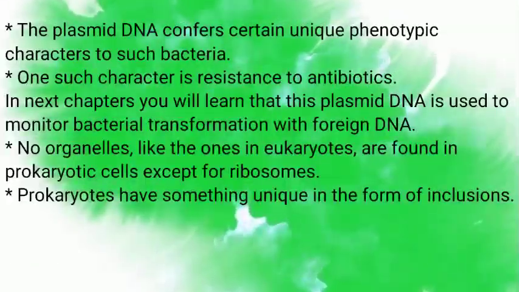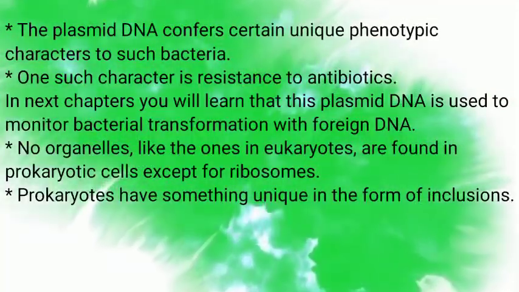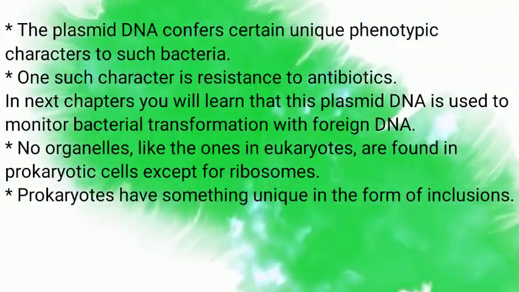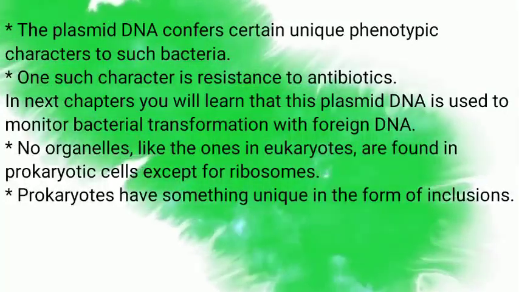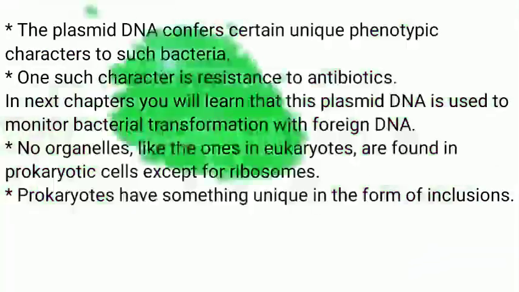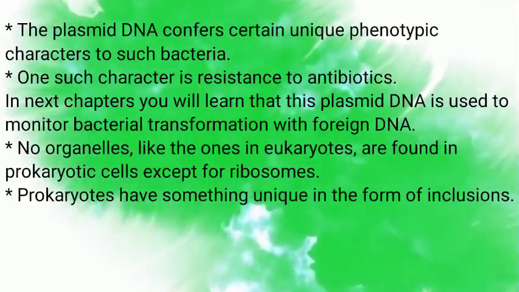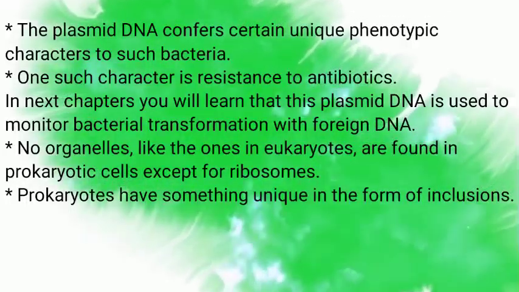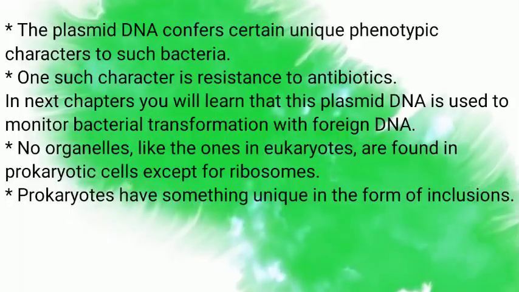The plasmid DNA confers certain unique phenotypic characters to such bacteria. One such character is resistance to antibiotics. In next chapters, you will learn that this plasmid DNA is used to monitor bacterial transformation with foreign DNA. No organelles like the ones in eukaryotes are found in prokaryotic cells except for ribosomes.